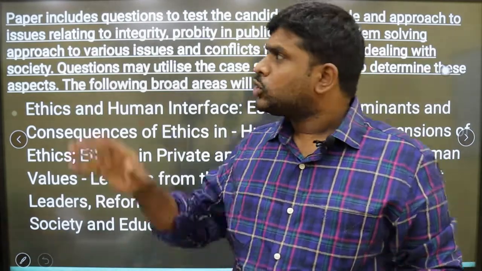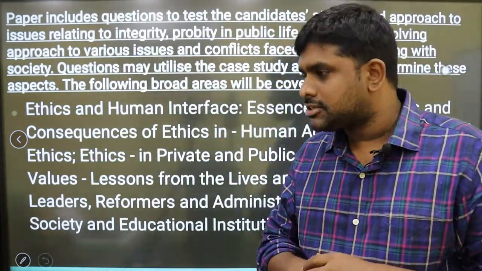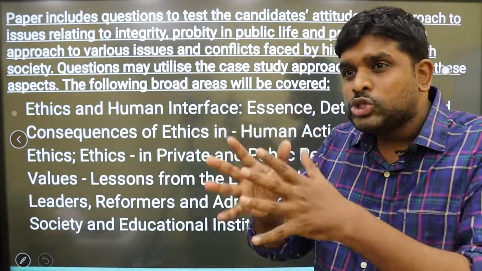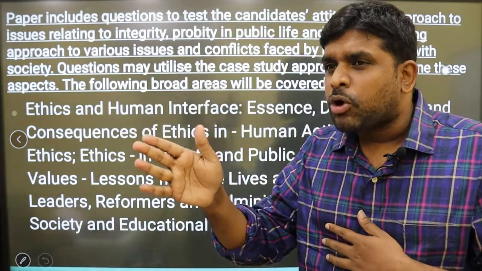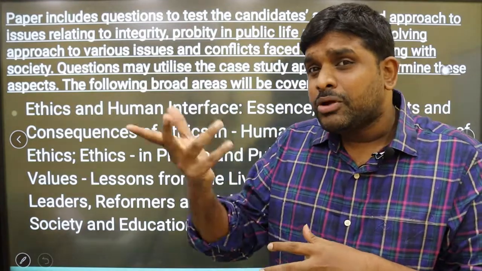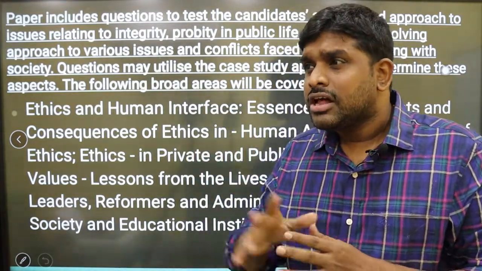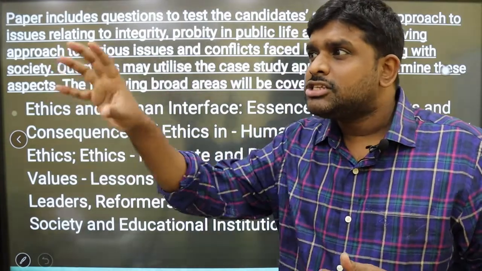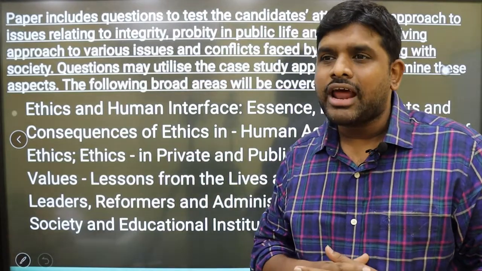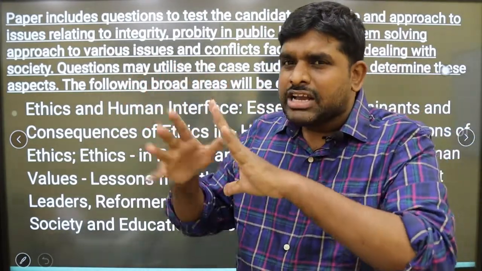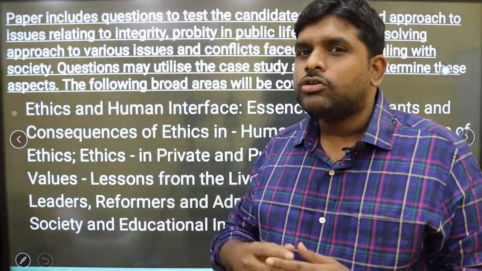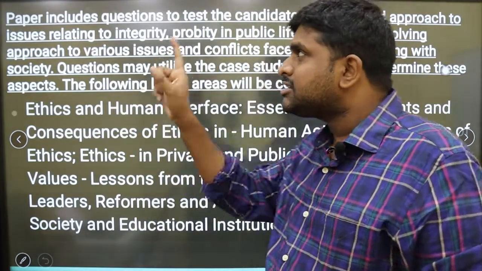It's very clear. The paper includes questions to test the candidate's attitude, how his approach is towards integrity and probity, what his plan is, what his thought process is for this sort of money making, this sort of illegal activities, this sort of unethical attitudes, this sort of immoral activities. So there will be one specific approach. That approach they want to study and test. Who? The UPSC mains examination. That is the reason.